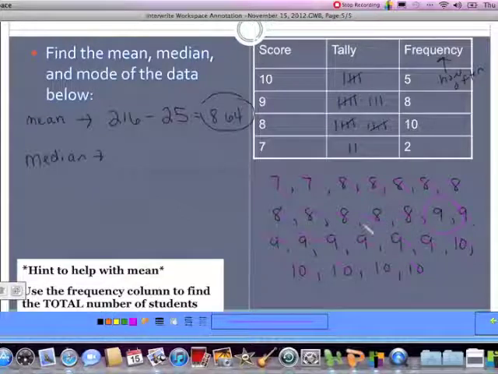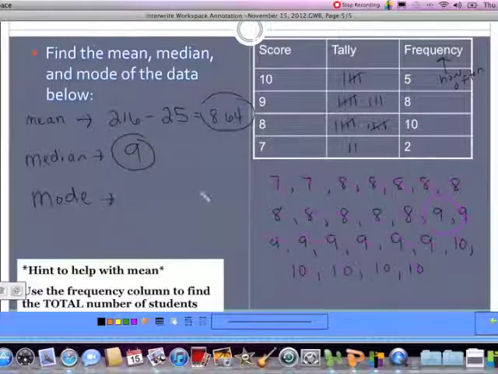Okay, and 9 is the middle number. So 9 goals is my median. And then finally, we're going to find the mode. Mode is the number that occurs the most.